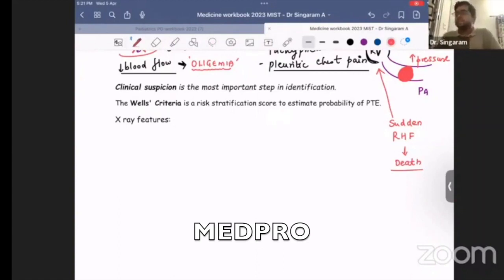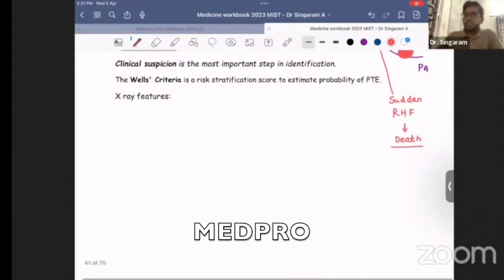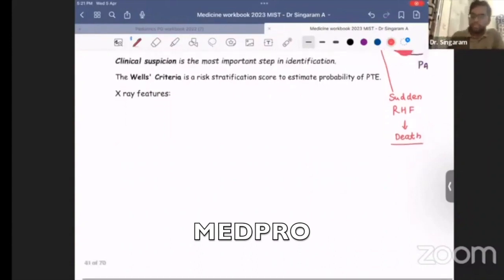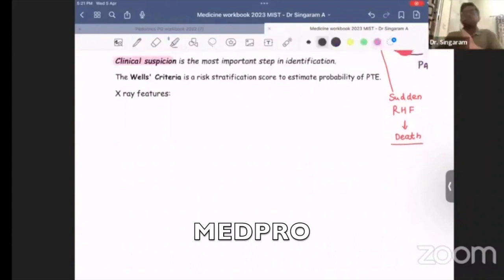See, remember, pulmonary embolism is a condition which, if you are not very aware of, you can lose the patient in front of you. That is why what I have written, clinical suspicion is the most important step in identification. So, what is the clinical suspicion? You have a patient with immobilization, and if that patient complains of breathing difficulty, always think about the possibility of pulmonary embolism. So, that is what again I am emphasizing. Clinical suspicion is the most important thing whenever you think about a patient with pulmonary embolism. Are you able to follow this, right?